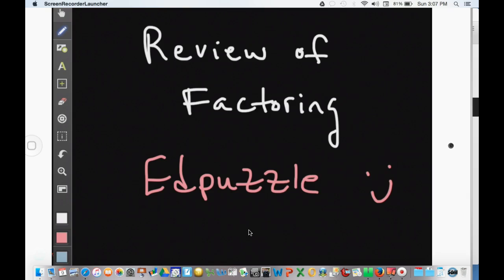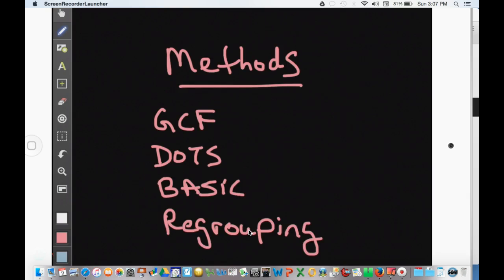With that said, we are now going to start our review of factoring. In the past, you've learned several methods, including greatest common factor, difference of two perfect squares, your basic trinomial factoring when there's a leading coefficient of 1, and regrouping. With that said, the first example that I'd like to do is the following question.